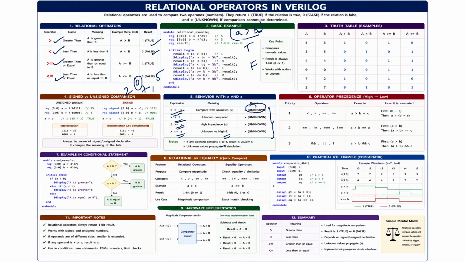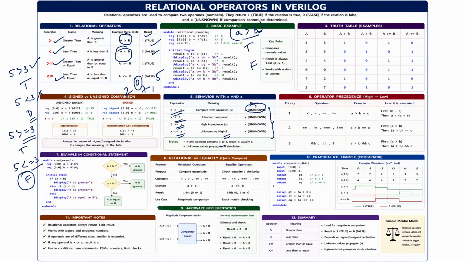If A greater than B, the condition is true, so you will get the result true, because 5 is greater than 3. And then A less than B means 5 less than 3; the condition is false, so you will get the false value. Then 5 greater than or equal to 3: the condition is true, you will get the true value. And then 5 less than or equal to 3: the condition is false, you will get the false value.